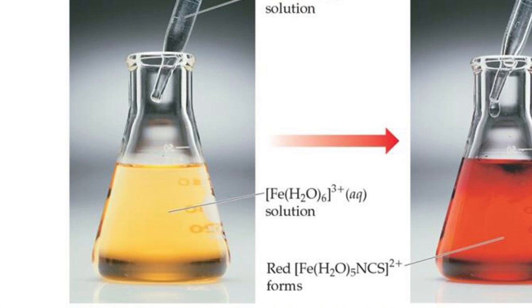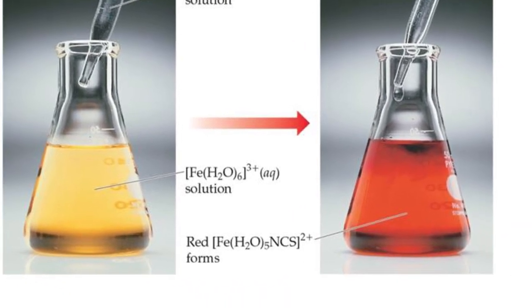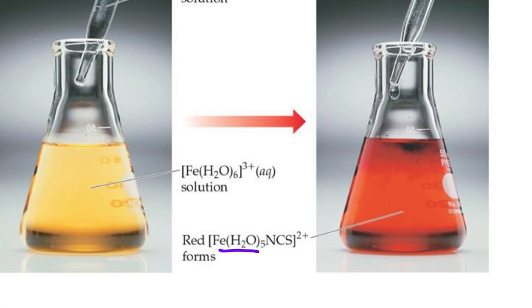When we add a thiocyanate ion to the solution, what we end up forming is a red solution. And this compound or complex is formed. And the name for this is penta-aqua isothiocyanato iron. So again, just be thankful we're not doing naming. But you can see we end up replacing one of the water molecules that's bonded to the central iron with this thiocyanate ion. Okay? And it ends up changing the color of the solution.